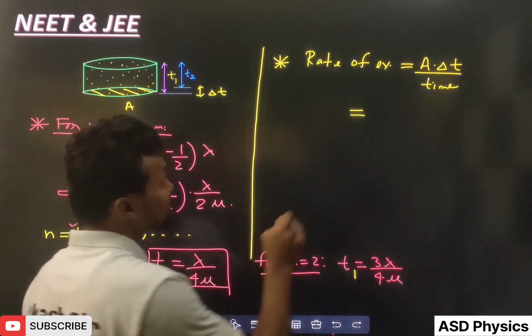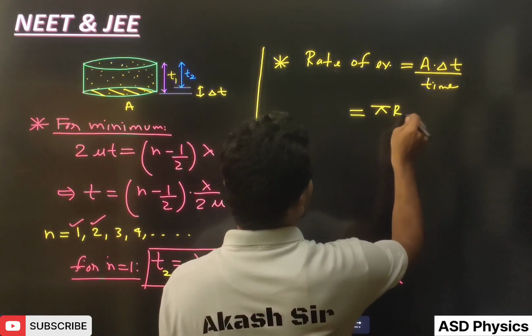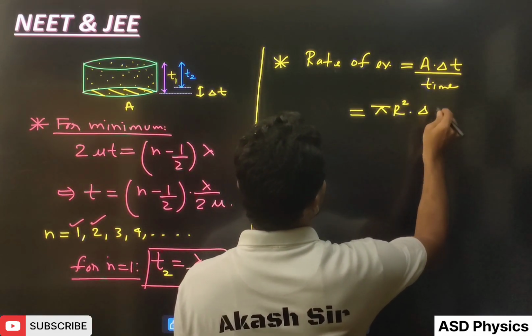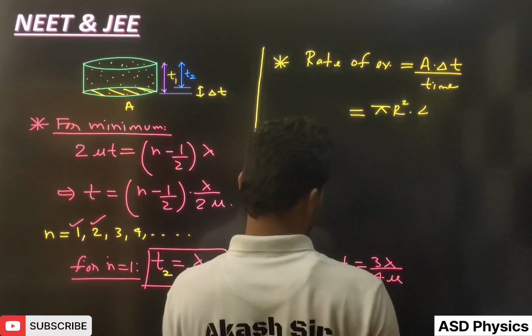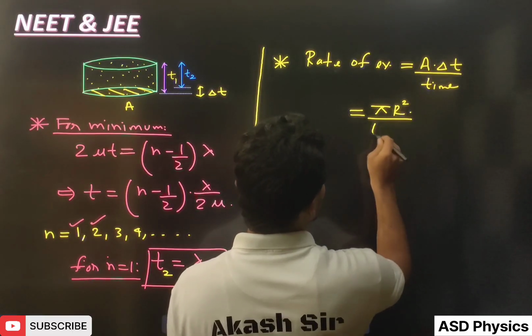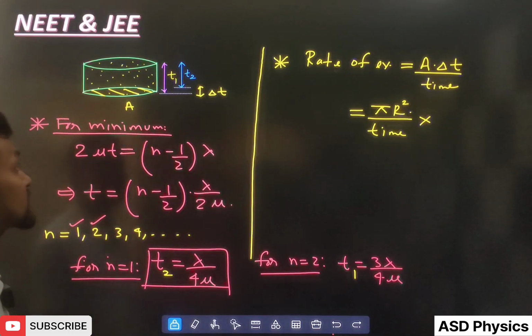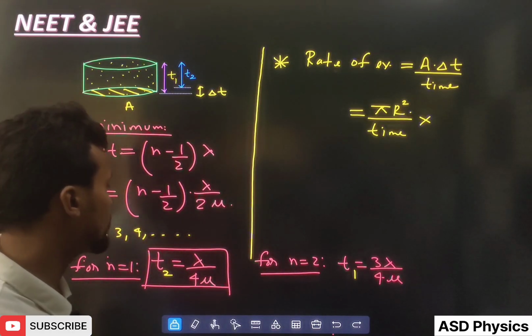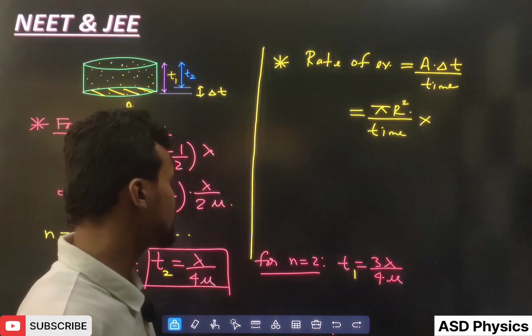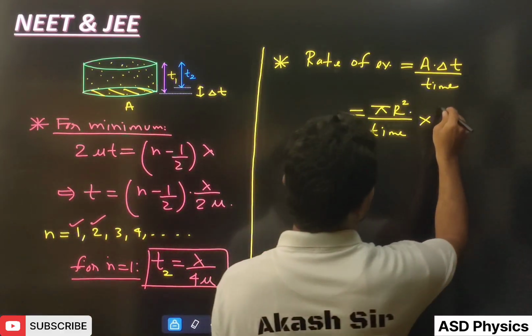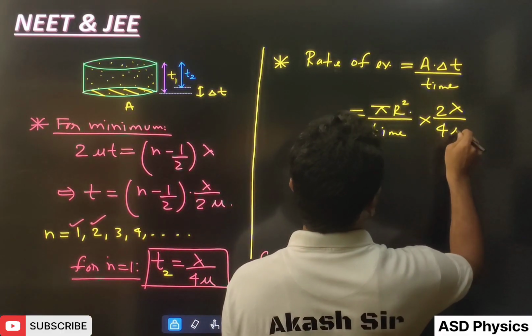What is the area? Area means we can write pi r square into delta T by time. So this is the time, and into delta T. Delta T, what will it come to? Kindly see, it will come to T1 minus T2. So 3 lambda by 4 mu minus lambda by 4 mu, this will come to 2 lambda by 4 mu.